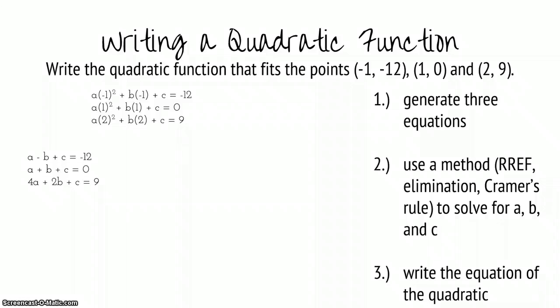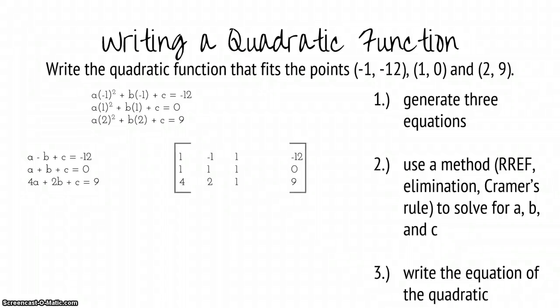Is this what you got? Careful in that first one. -1 squared is a +1. So 1a minus 1b plus 1c is -12. In the second one, 1a plus 1b, difference between -1 and 1 right there, plus c equals 0. By the way, that means 1 is a root or a 0 of this equation. Whatever the equation is, that 1 is going to be a solution. Then 4a plus 2b plus c equals 9.